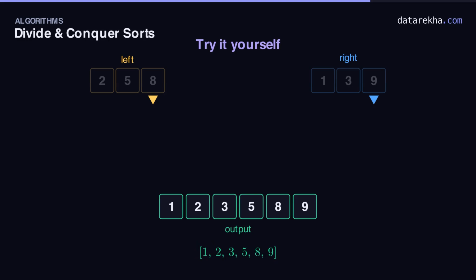And the answer is 1, 2, 3, 5, 8, 9. If you got that, you have the merge step cold.